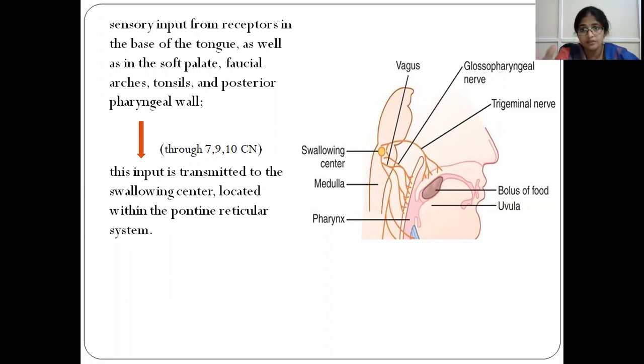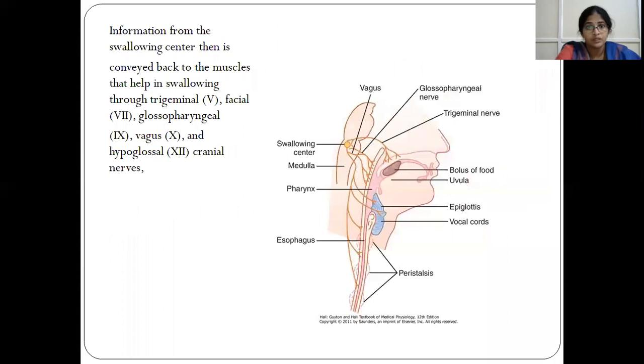Once the sensory information reaches the swallowing center, that information is conveyed back to the muscles which help the swallowing process through the nerves 5, 7, 9, 10, and 12. Okay, this is motor information.